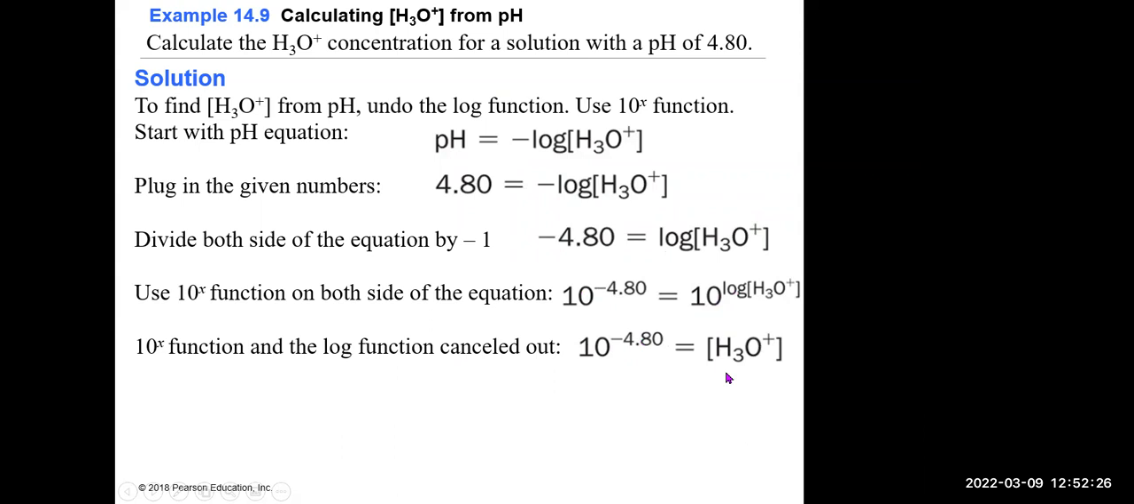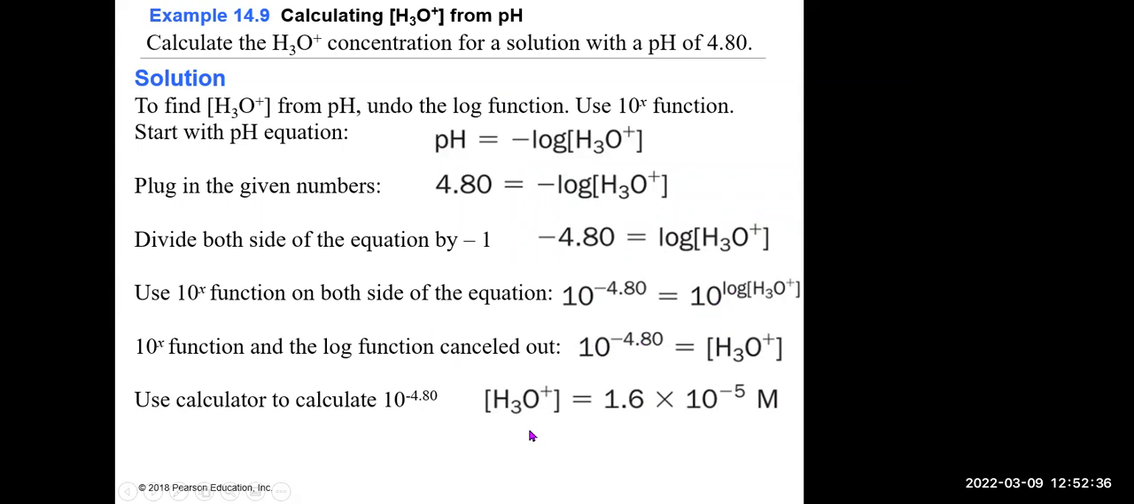And then use your calculator, just calculate what is 10 to the negative 4.80 power. So the calculator can do that. So therefore, we get 1.6 times 10 to the negative 5.